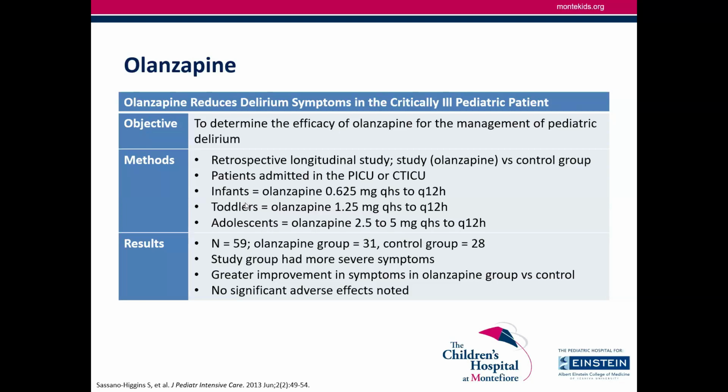And the dosing is listed there for you, but the dosing differed based on whether the patient was an infant, a toddler, or an adolescent. 59 patients were included, 31 to the olanzapine group and 28 to the control group.